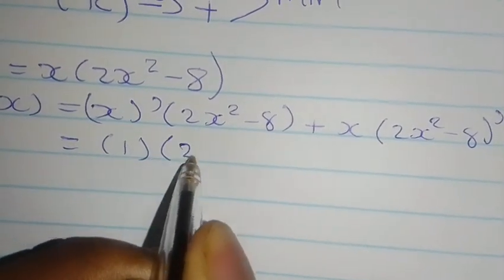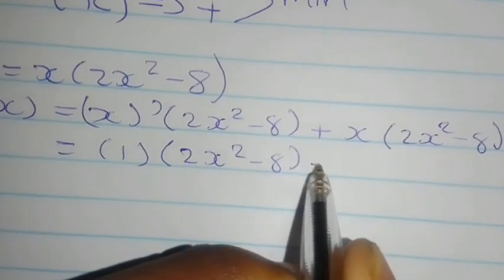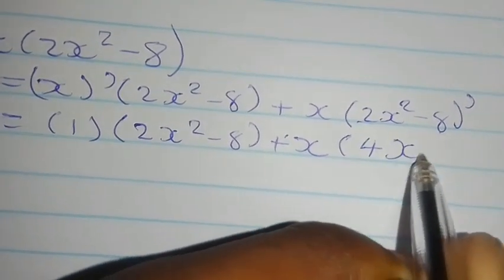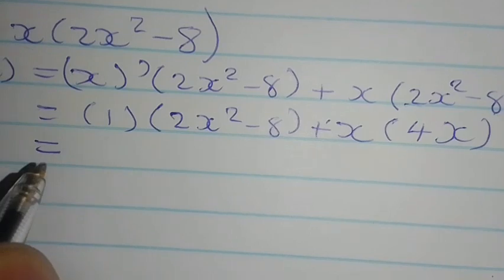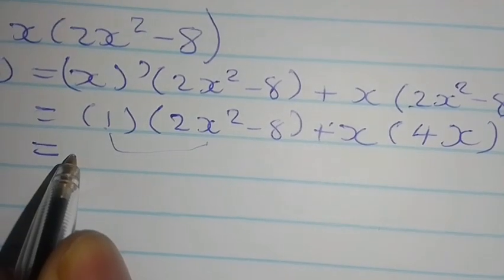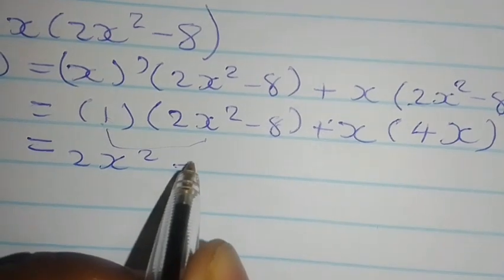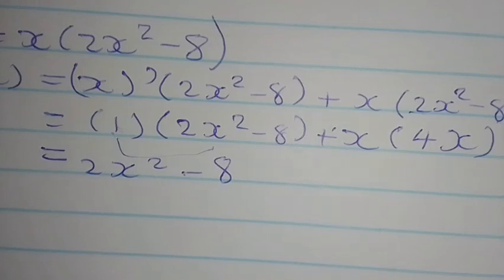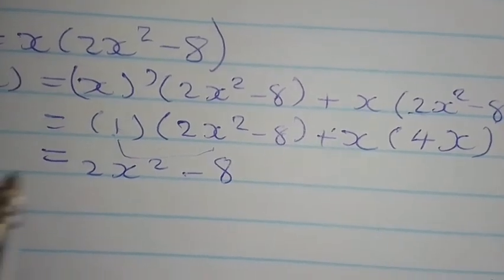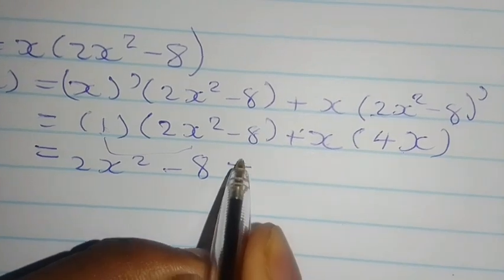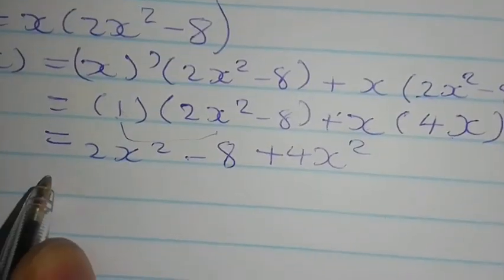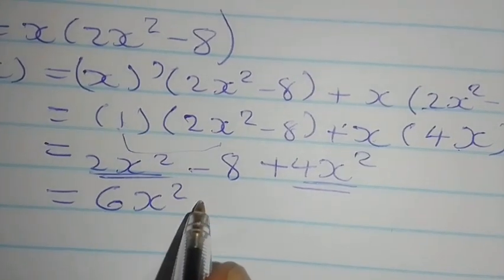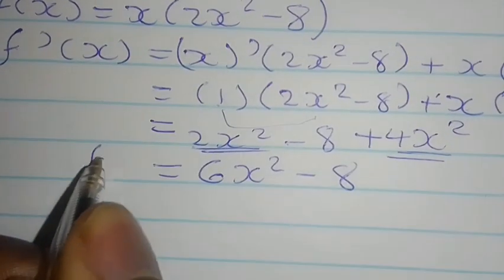The derivative of x is 1. Multiply that by 2x squared minus 8. And now the derivative of 2x squared minus 8 is going to be 4x. Now 1 times 2x squared is just 2x squared. 1 times negative 8 is minus 8. Basically, you just know this. I'm just showing you in case this is not 1, it's how you should expand this. Now x times 4x is 4x squared. Notice you have like terms here, and you add them. You'll get 6x squared minus 8. So that's f prime of x.